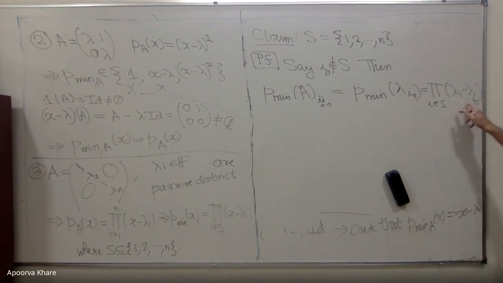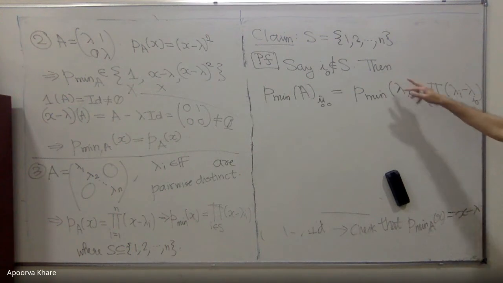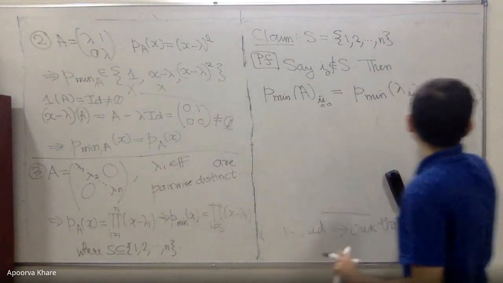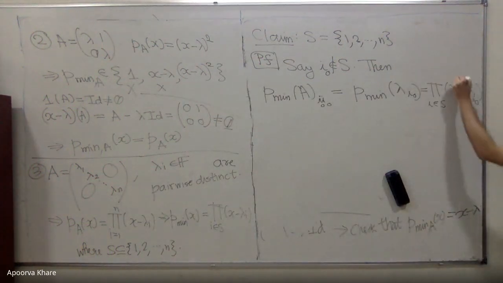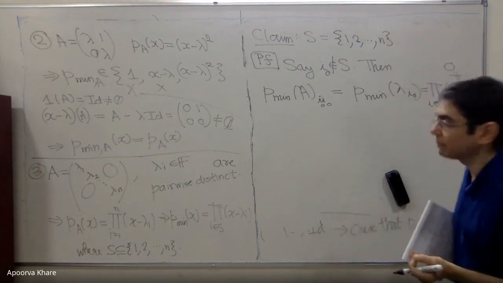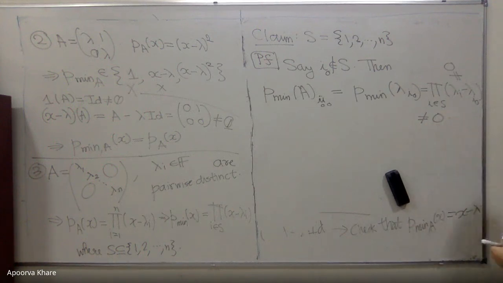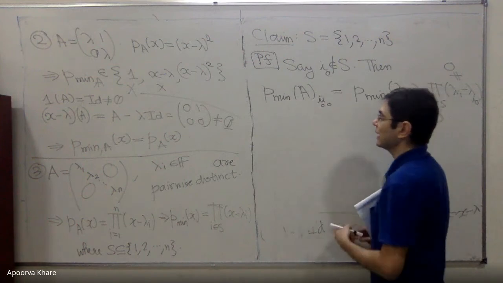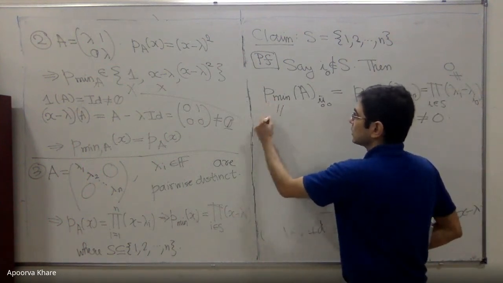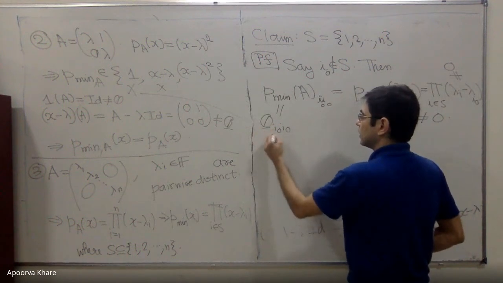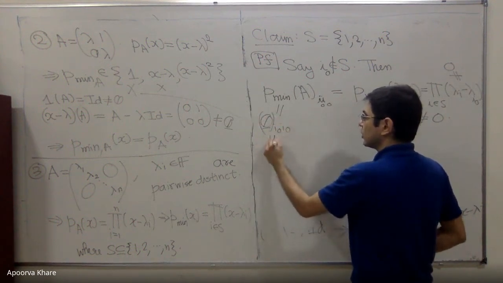But you see, because we said that i is in S and i naught is missing from this, and the eigenvalues are pairwise distinct, every term here is non-zero. Therefore, the product is non-zero. In a field, if you multiply two non-zero elements, you never get zero. Then this is non-zero. But on the other hand, P min is a polynomial, so this is the i naught entry of the zero matrix. And that is just the zero scalar.